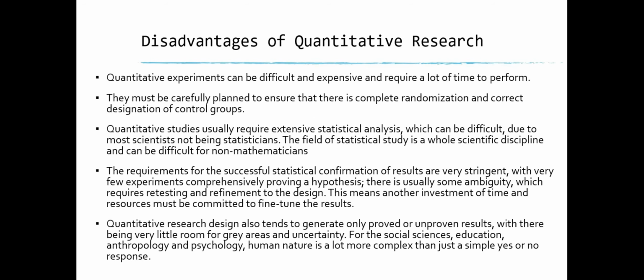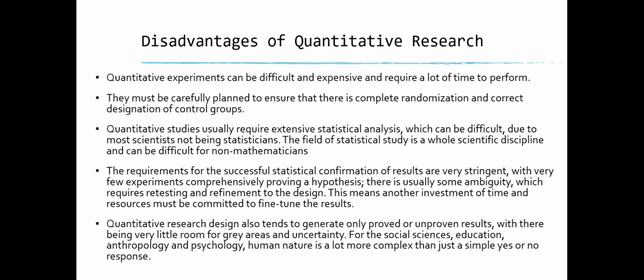What about the disadvantages? Now, quantitative experiments can be difficult and expensive, and they require a lot of time to perform. They must be carefully planned to ensure that there is complete randomization and correct designation of groups. Quantitative studies usually require extensive statistical analysis, which can be difficult because most scientists are actually not statisticians. So the field of statistical study is a whole scientific discipline and can be difficult for non-mathematicians.